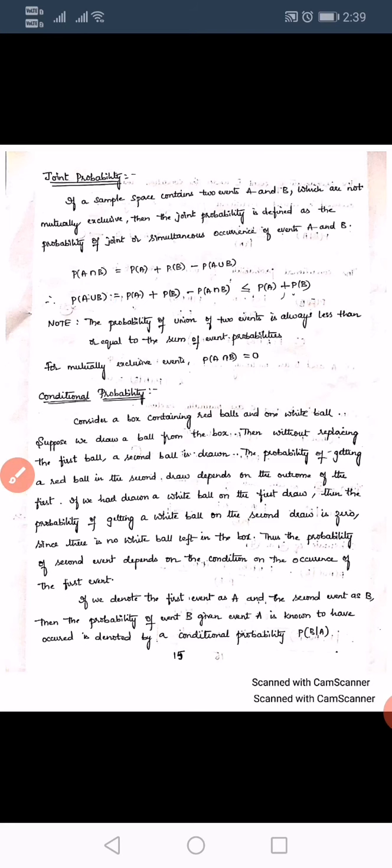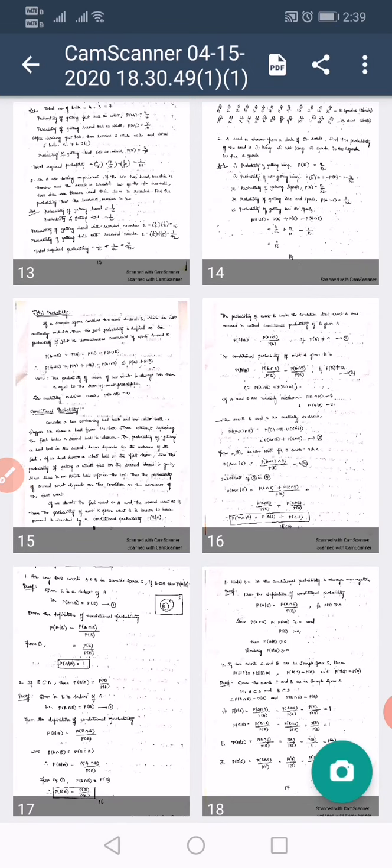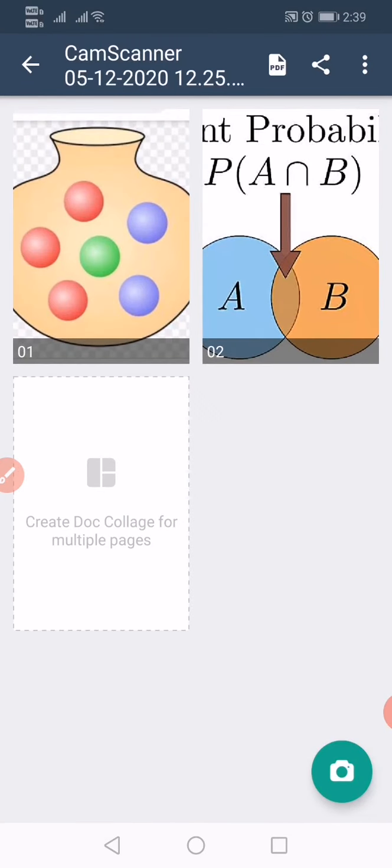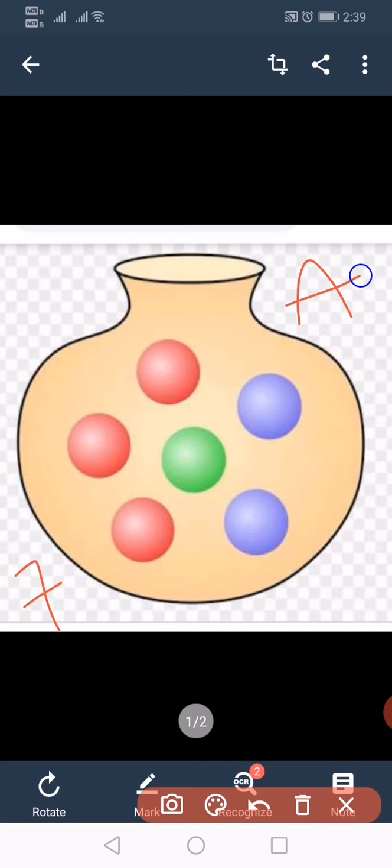Conditional probability means, first of all, let us see an example. This is the example we can consider for conditional probability. Let us consider a jar. The jar contains 3 red balls, 1 green ball and 2 violet balls. In total, how many balls are there? 7 balls. First, let us pick a ball from this jar containing 7 balls. We call that event A. Without replacing that ball, pick another ball. We call that event B.